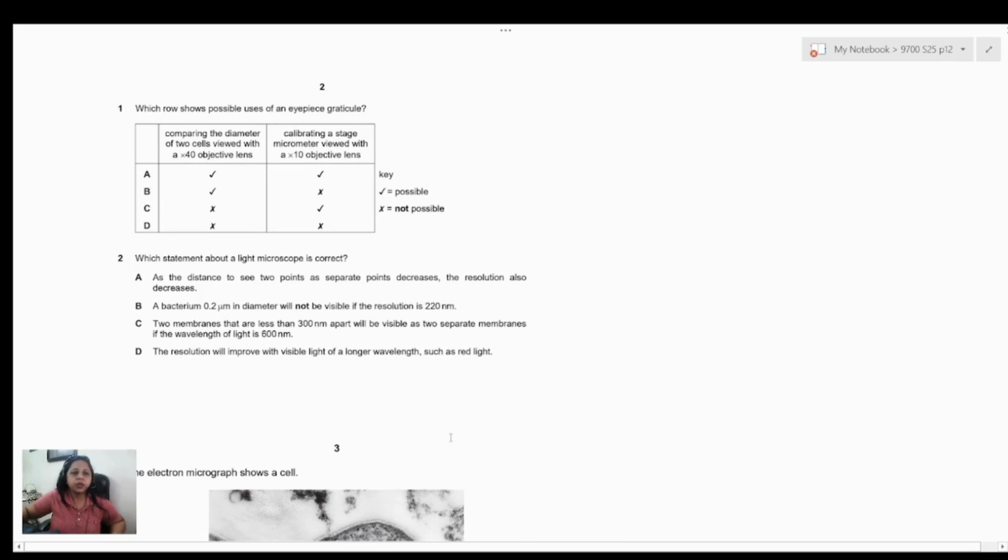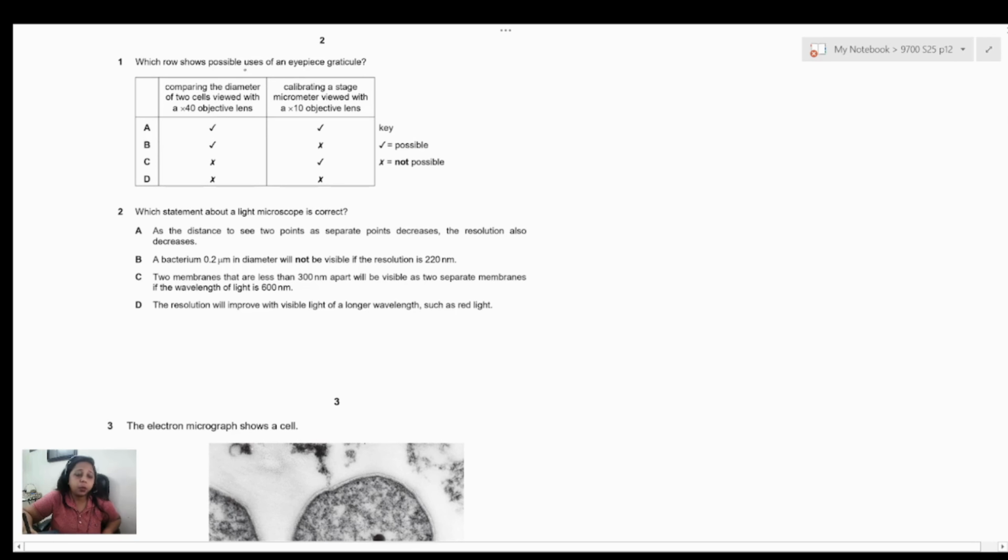So the very first MCQ is: which row shows the possible uses of an eyepiece reticule? The first option is comparing the diameter of two cells viewed with the ×10 objective lens, or calibrating a stage micrometer viewed with a ×10 objective lens. So what is a possible use? You must have done the microscope. The eyepiece, from which we look in, could be used for comparing the diameter of two cells viewed with this one, rather than the calibration. So the answer is B.